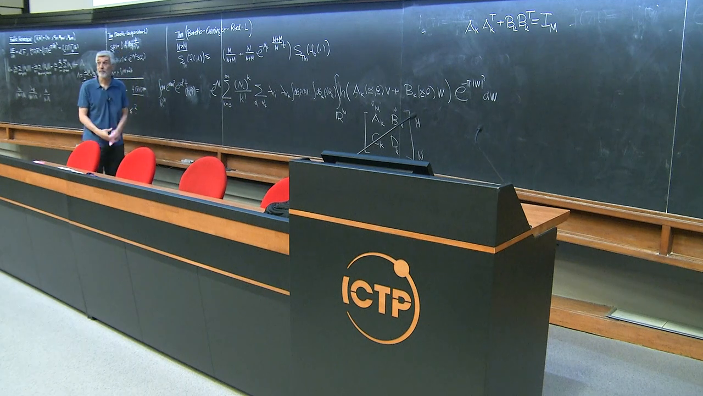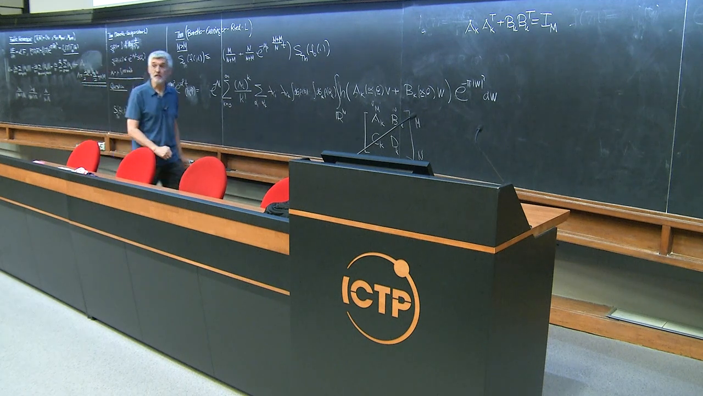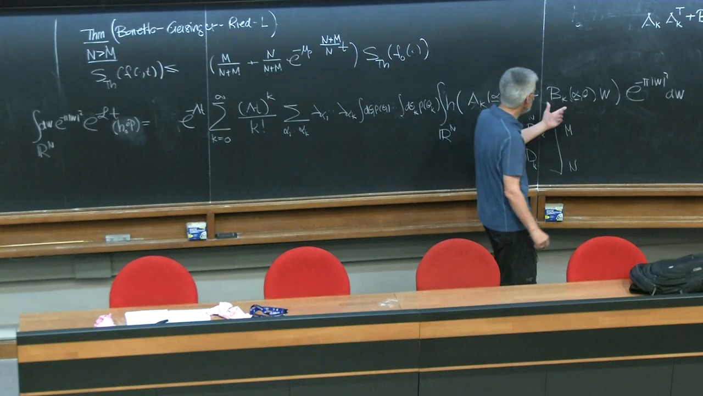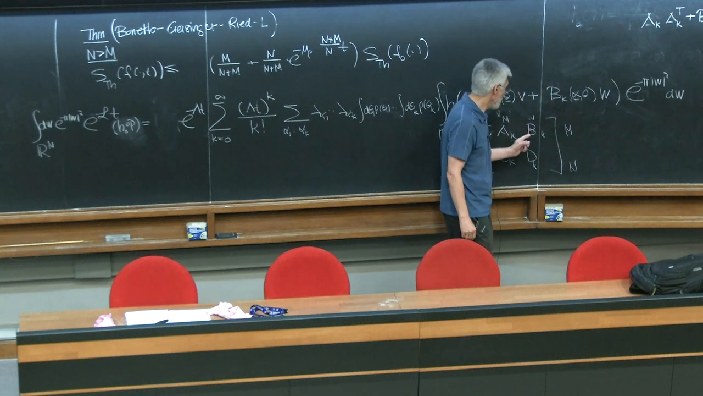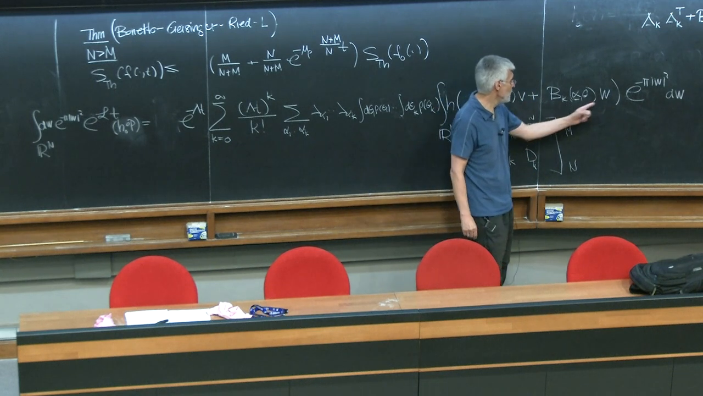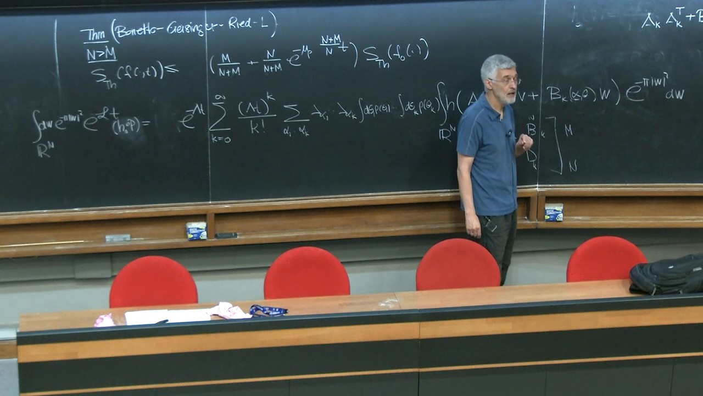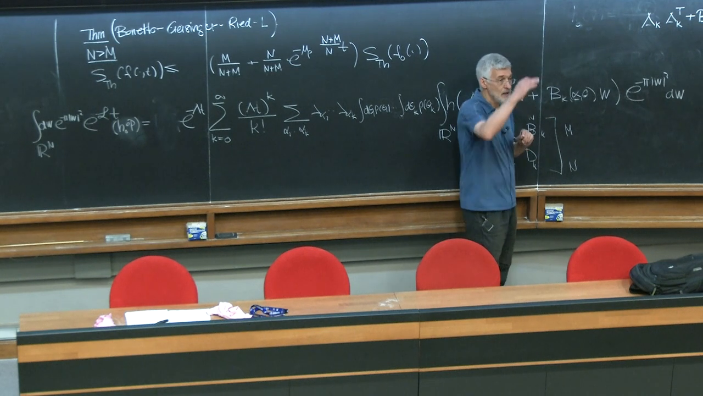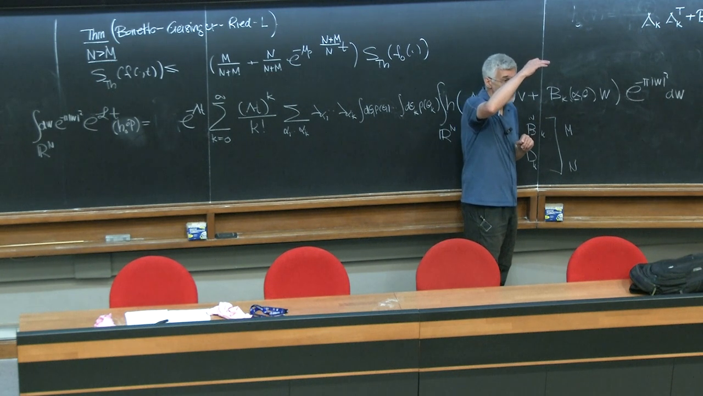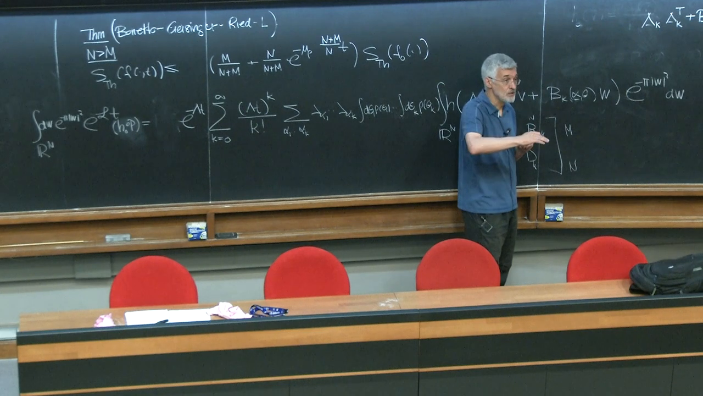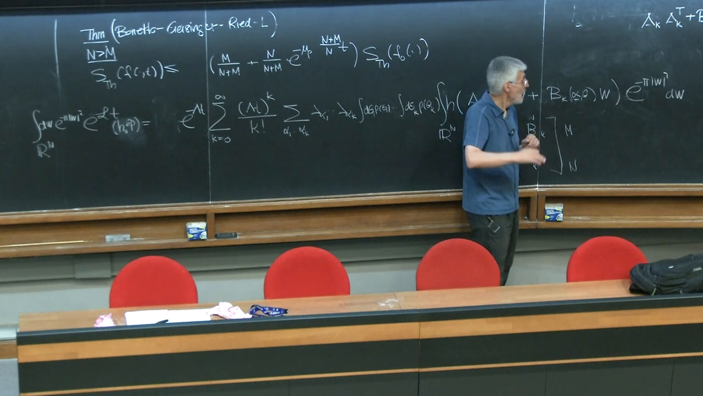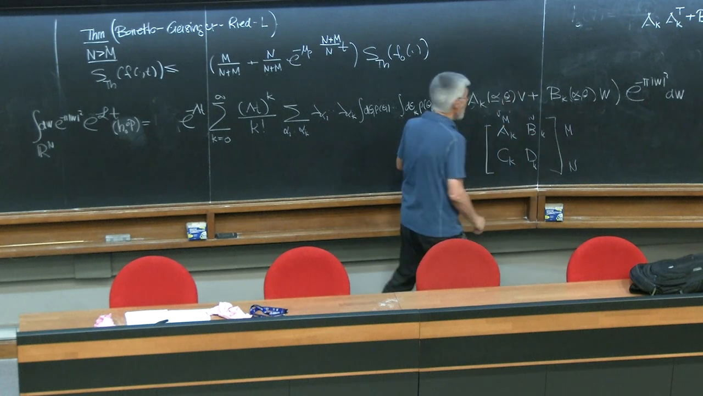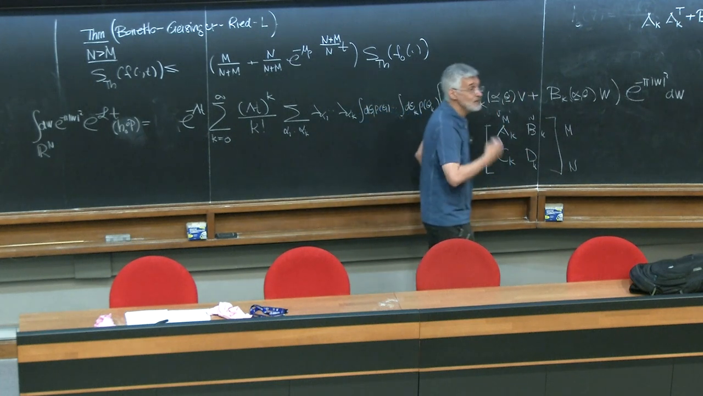Okay? And now we can start simplifying. Look, what is this B_k? This B_k is an m by n matrix. So really what I'm seeing here is just a vector which has m components. All right? But you see, the w runs over R^n. And now you just think a little bit.